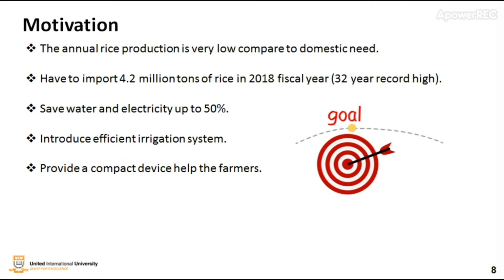Motivation of our project. About 75% of the total cropped area and over 80% of the total irrigated area is planted to rice. But unfortunately, the annual rice production is very low compared to domestic need in our country. We had to import 4.2 million tons of rice in the 2018 fiscal year. This device will save water and electricity up to 50%. It will also introduce an efficient irrigation system and provide a compact device to help the farmers.